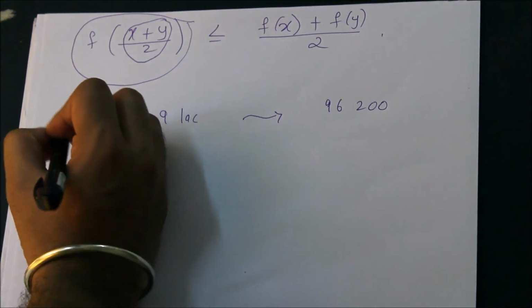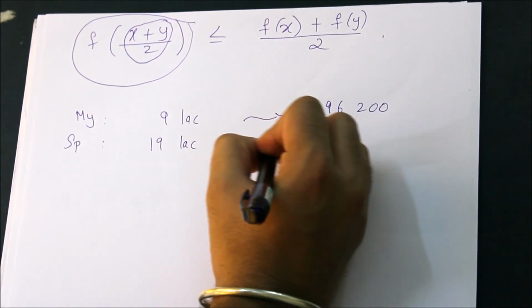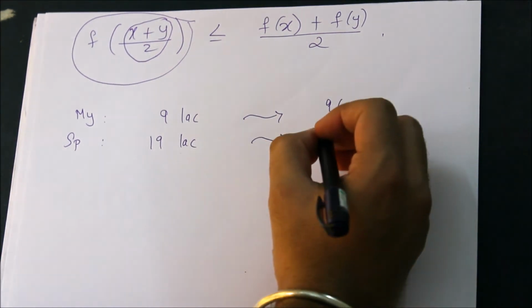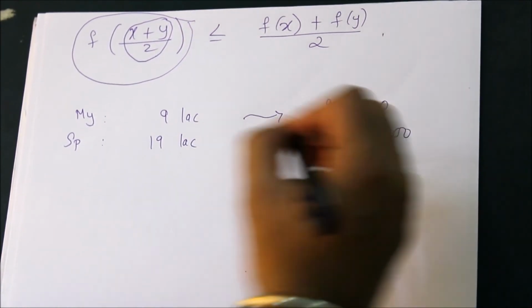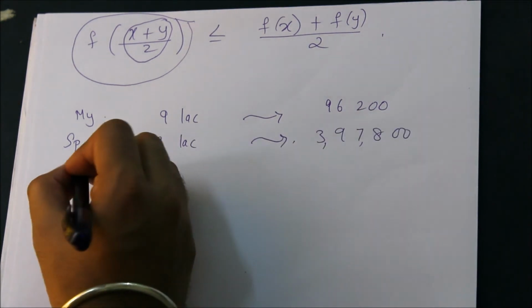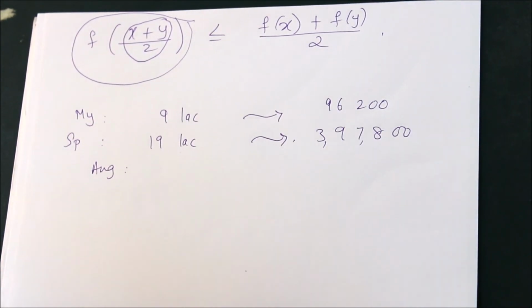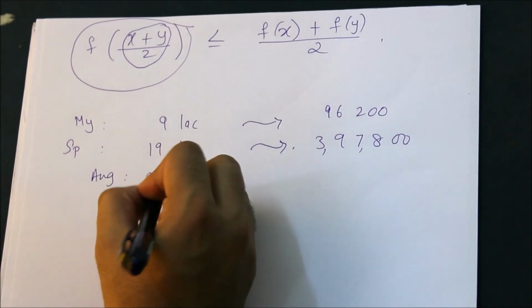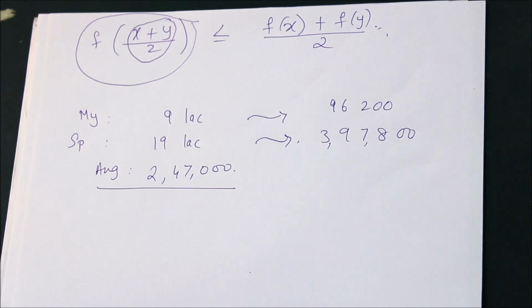And suppose my spouse's salary is 19 lakh, then the income tax which I will pay is 3,98,780. So these are the income taxes we have to pay. Now what is the average of this? That means my right hand side. So if I take the average of this, it will come up to be 2,47,000. So this is my right hand side.